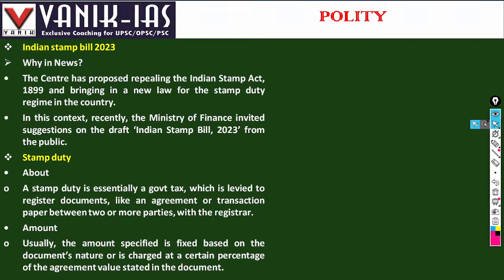In this context, recently the Ministry of Finance invited suggestions on the draft Indian Stamp Bill 2023 from the public. Stamp duty is essentially a government tax which is levied to register a document like an agreement or transaction paper between two or more parties. Usually the amount specified is fixed based on the document's nature or is charged at a certain percentage of the agreement value stated in the document.